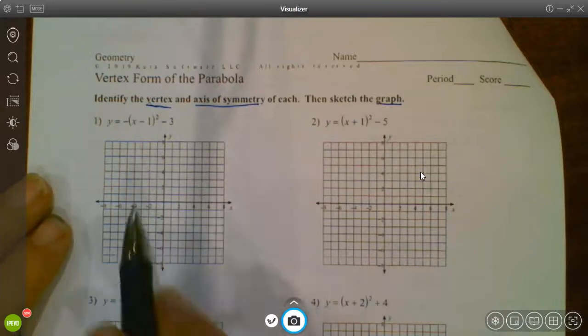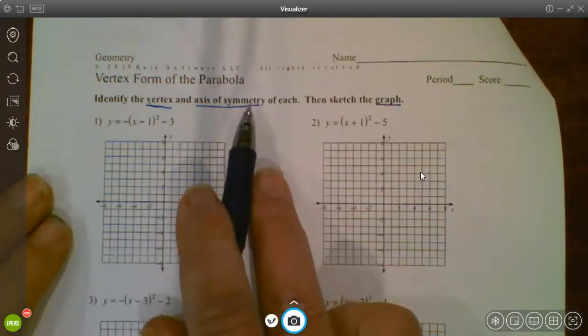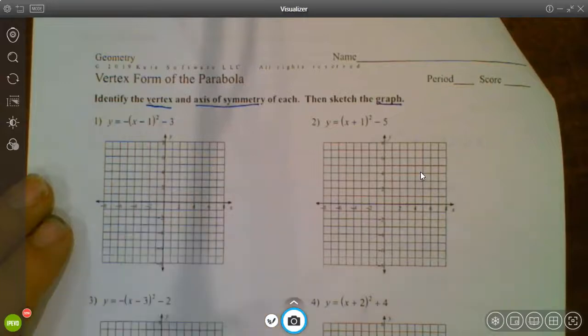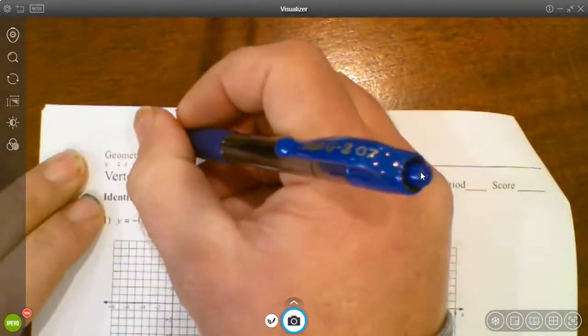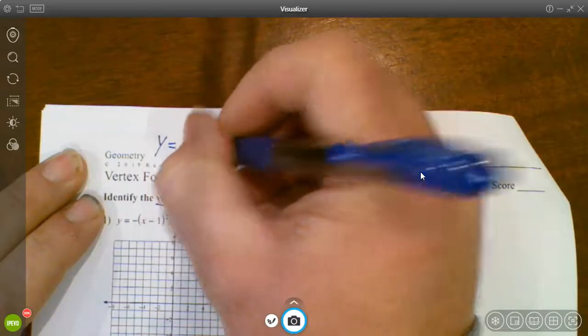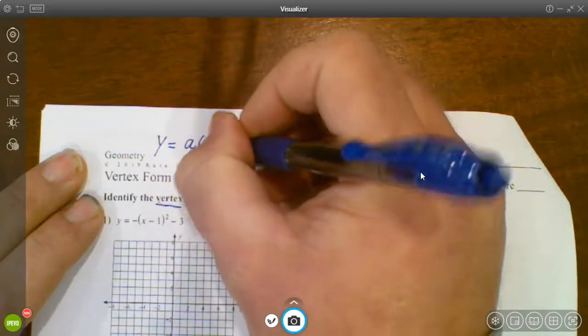So let's just start with the vertex of this graph. So remember, if I look back at where my h and my k values would go, in fact, let me write this at the top so I can kind of refer to it. So here's kind of the general format that we were seeing on the last page.